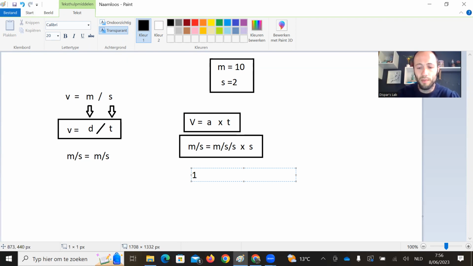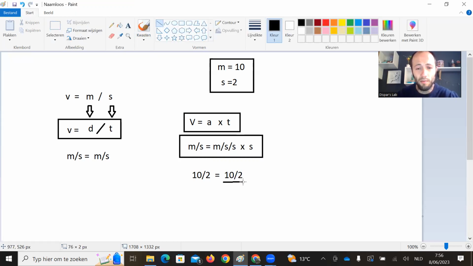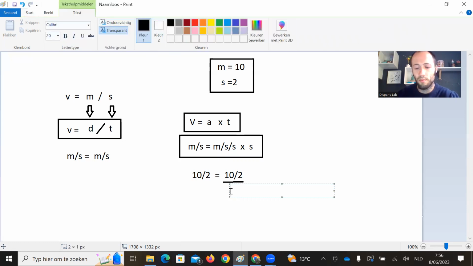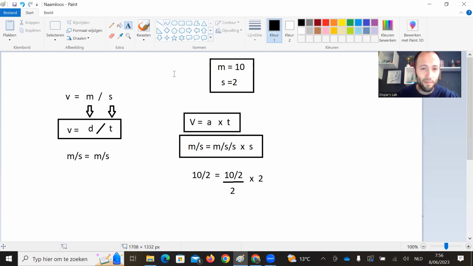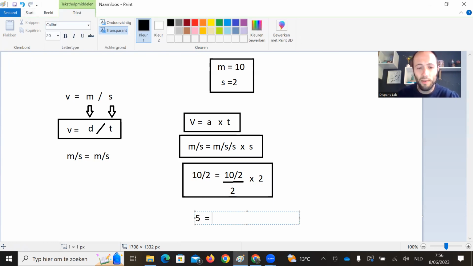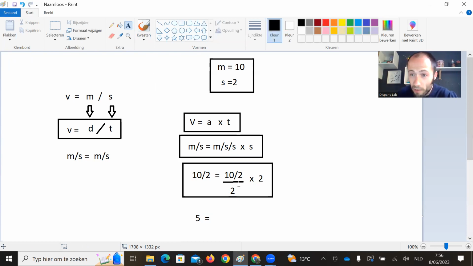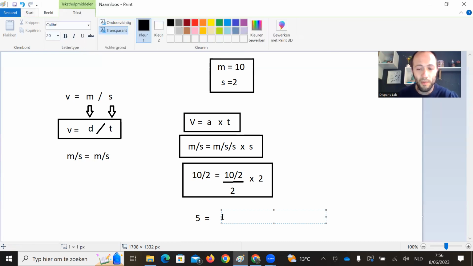All right, let's do it like this. Equals meters per second, 10 divided by 2, again divided by 2, times 2. Next step: 10 divided by 2 equals 5. Divided by 2 equals 2.5, times 2 equals 5. So 5 equals 5.